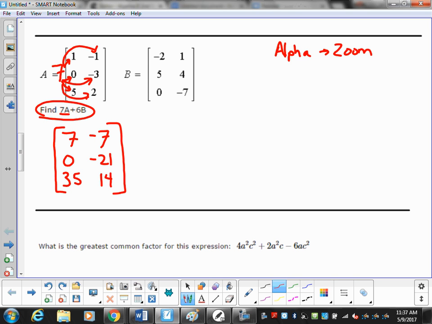Plus, I need to do 6 times matrix B. So we're going to do that same process. We're going to multiply 6 times everything in matrix B. And so 6 times 2 is negative 12. 6 times 1 is 6. 6 times 5 is 30. 6 times 4 is 24. 6 times 0 is 0, and 6 times negative 7 is negative 42.